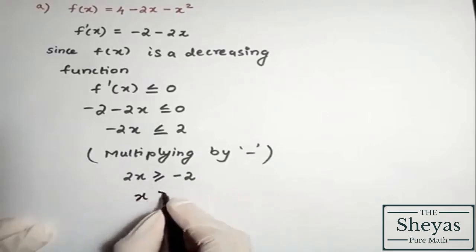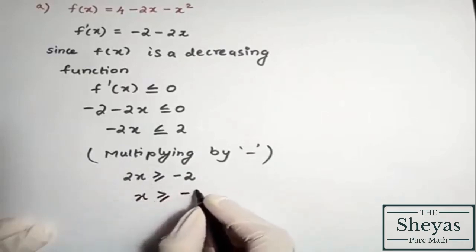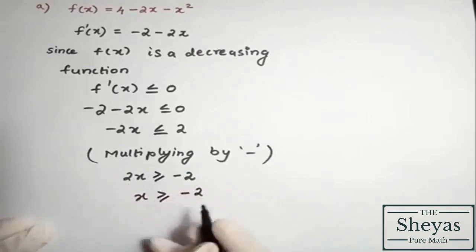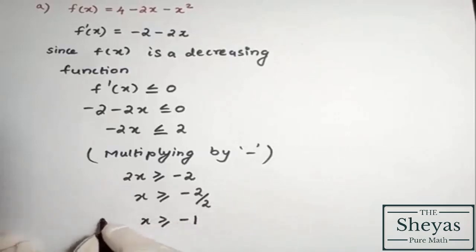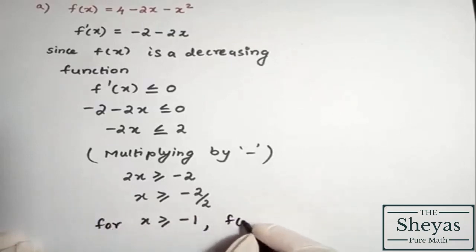Now keeping x as such, we can write minus 2 and take this 2 to the other side. So x greater than or equal to minus 1. So how will we conclude? For x greater than or equal to minus 1, the function f of x is decreasing.